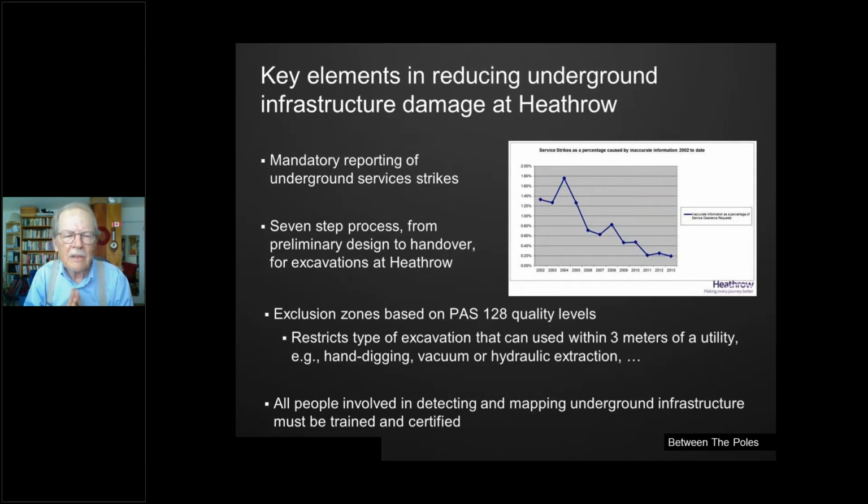They have a very complex 7-step process for excavators for excavations at Heathrow. They have exclusion zones based on the PAS 128 quality levels, which restrict what kind of excavation you can do depending on the PAS 128 quality level. And really important, people involved in detecting and mapping underground infrastructures have to be trained and certified.